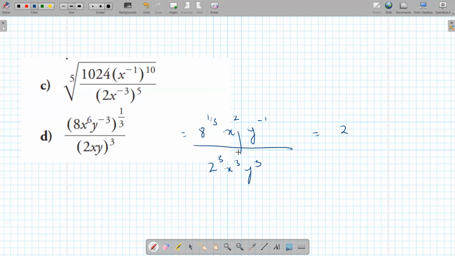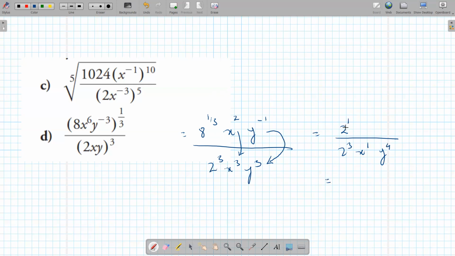This x squared, I'm going to toss it down. It's going to become x to the 1. This y to the -1, we're going to toss it downstairs as well. How many y's do we get on the bottom? You get 4, yes.